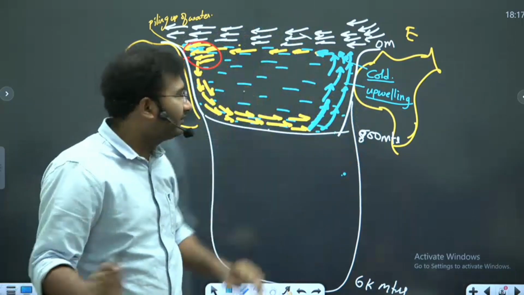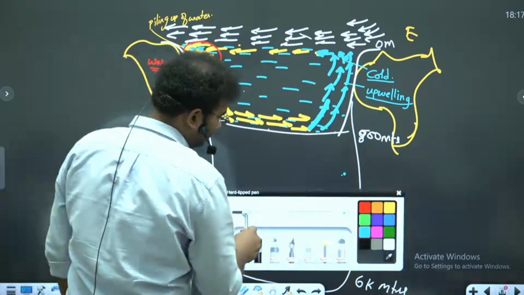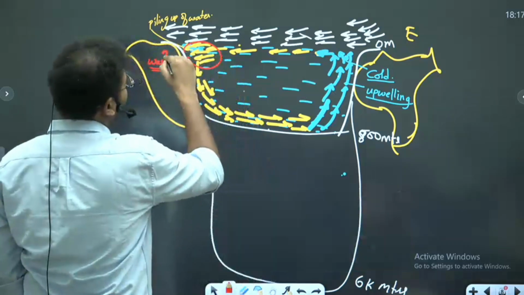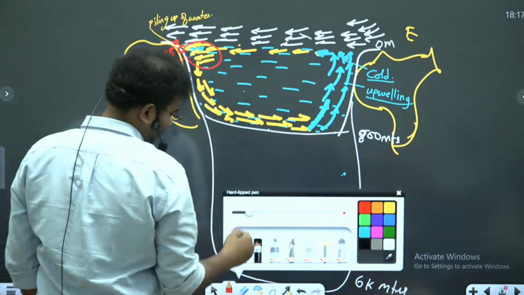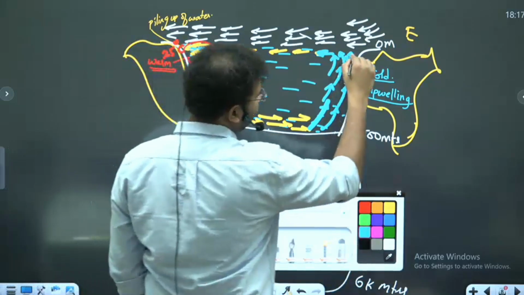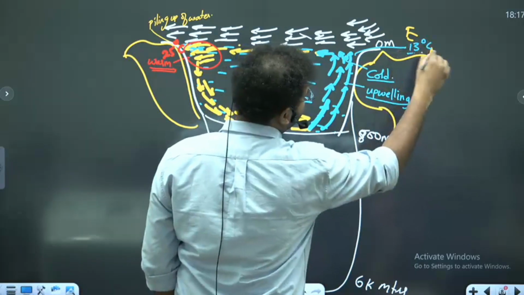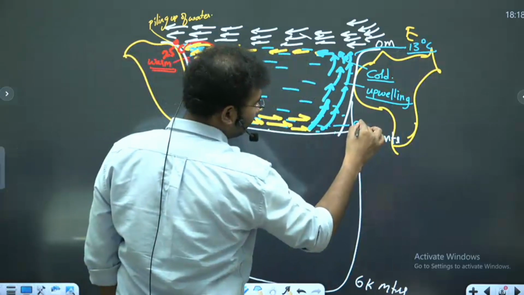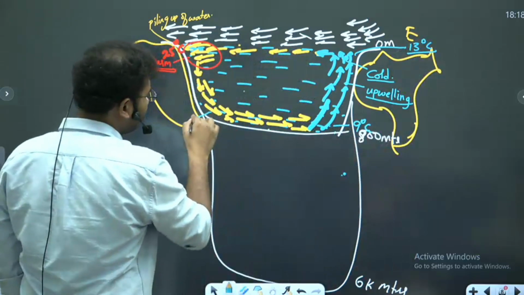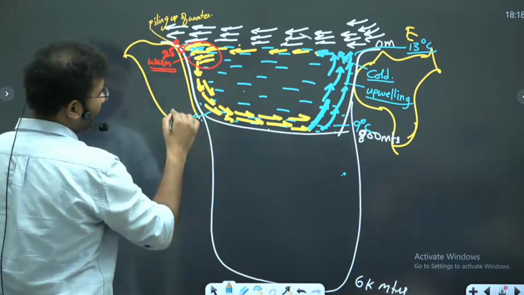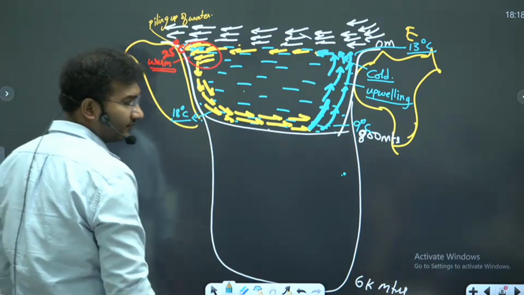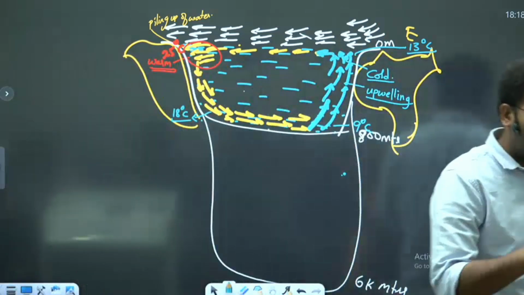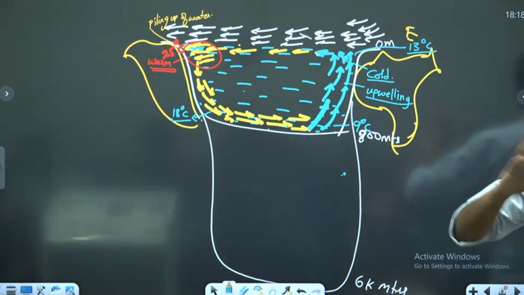ठीक है. अब टेम्परेचर क्या होगा ये चेक करो आप. This could be having a temperature of 25 degrees Celsius. Now this water can have a temperature of near about 13 degrees Celsius. Right? Here the temperature could be 9 degrees Celsius. Here the temperature could be comparatively, downwelling हो रहा है तो it could be 18 degrees Celsius. Warm and cold is compared to something. It's relative.